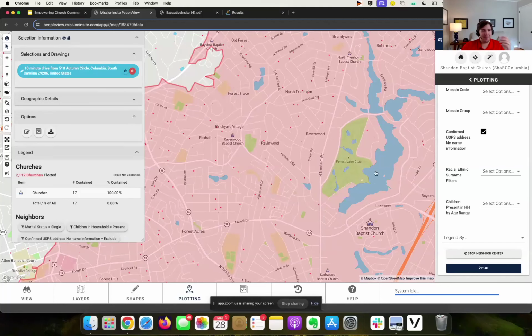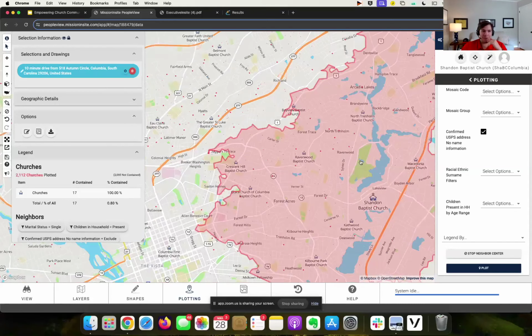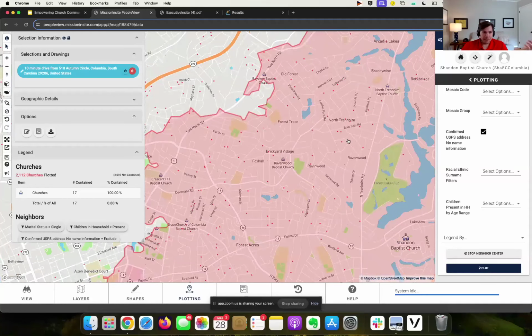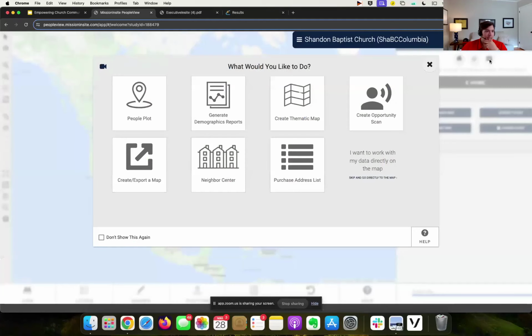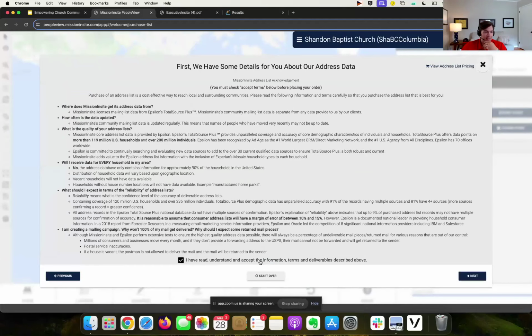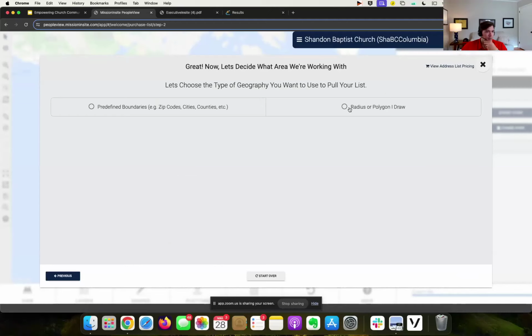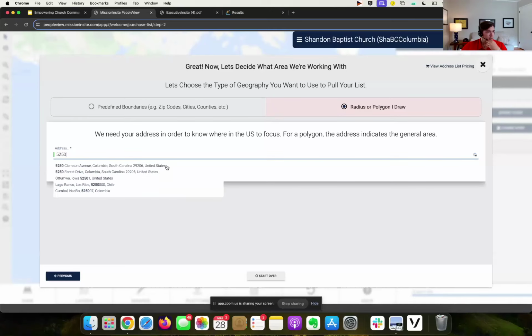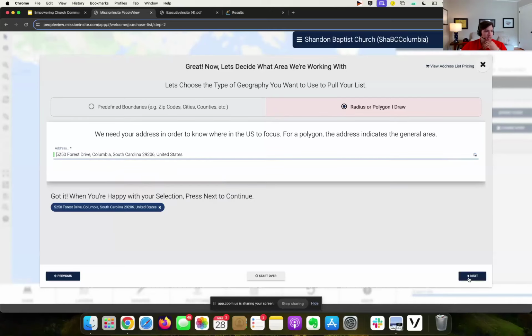But going down my example really quick. So we've identified where these folks live. Now, how do we contact them? Well, once again, in Mission Insight, I can go in, I can purchase an address list. I've read and understand, accept the information. I want to do this based off of a polygon that I draw. Let's see if I can remember the address. 5250. So this is the address of my church.